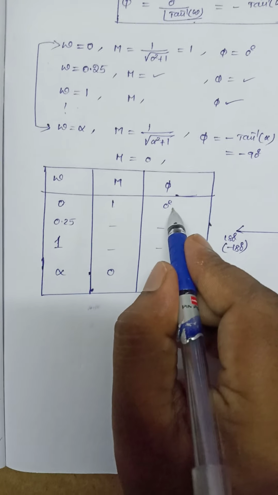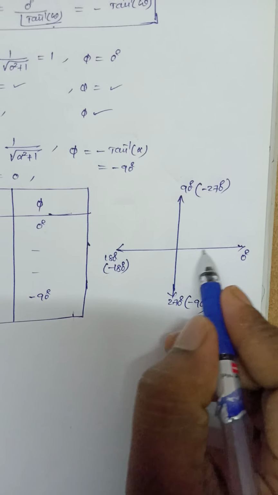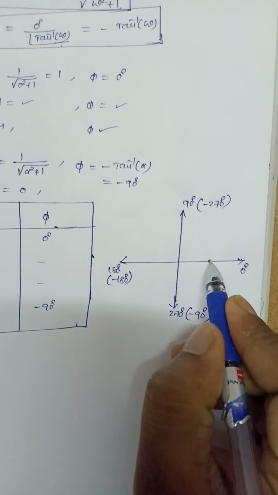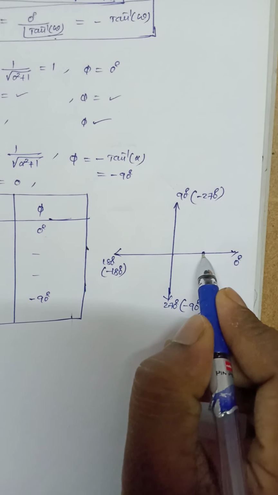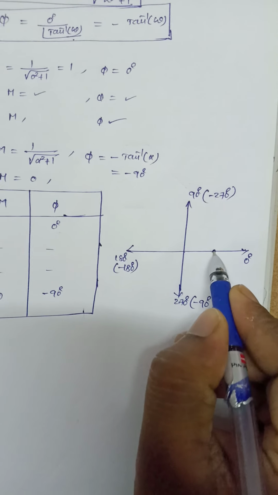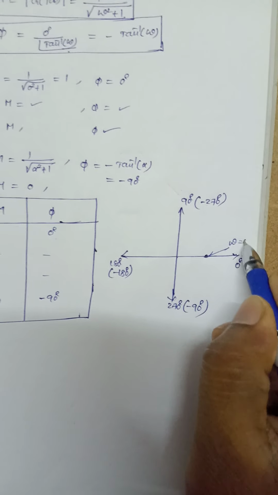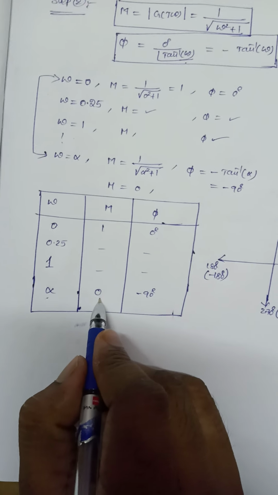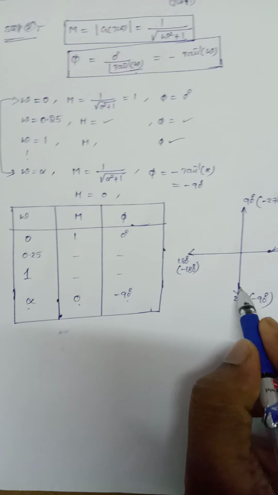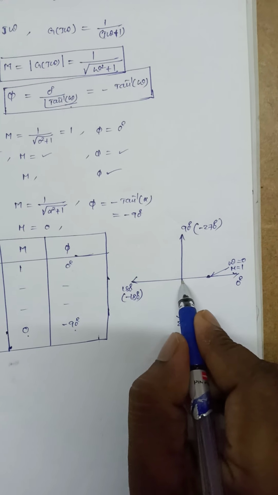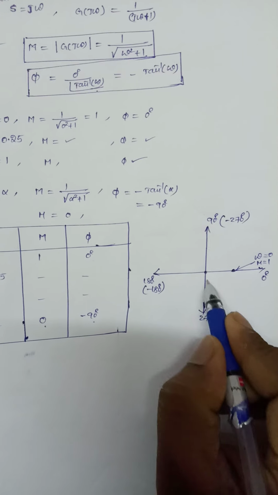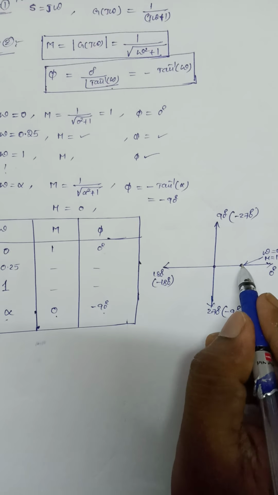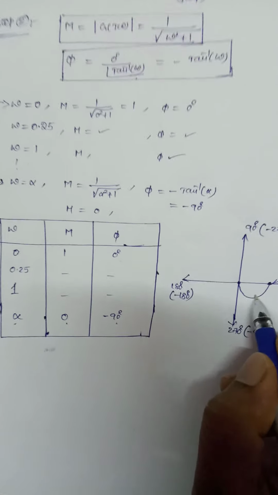Okay. So omega is equal to 0 means magnitude is 1 and phase angle is 0 degrees. So this is the line, and magnitude is 1. That means from here to here the magnitude is 1 and the phase angle is 0 degrees. So this is the point at omega is equal to 0, and the magnitude at this point is 1. And if omega is equal to infinity, the magnitude is 0 and phase angle is minus 90 degrees. So the minus 90 degrees line is this one, and the magnitude is 0. So the polar plot will be like this. So this is the polar plot.